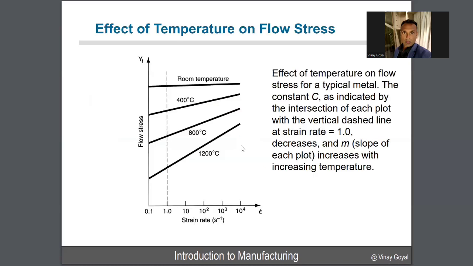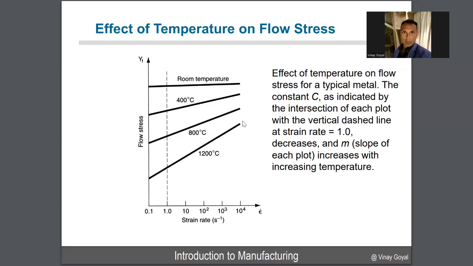You can see the effects of temperature on the flow stress. On the x-axis, you can see the strain rate. On the y-axis, you can see the flow stress. At room temperature, there is almost no sensitivity. At 400 degrees C, you can start to see sloping here, which means that at lower strain rates, the flow stress is lower, and at higher strain rates, the flow stress is higher. So there is a sensitivity to strain rate that needs to be understood.